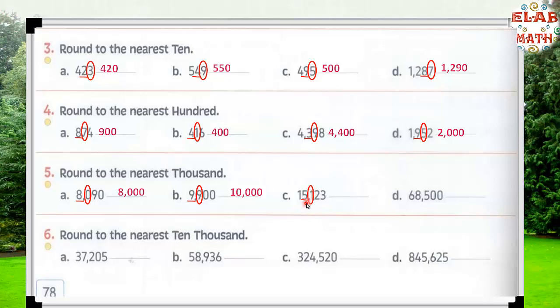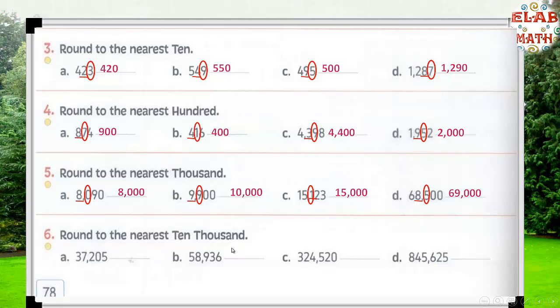1 is less than 5, so you should write 15. Next one, you have 8 in thousands place. Put a line under this digit and circle the next digit. We have 5. We said 5 or more, you should add 1 here. The answer will be 69,000.